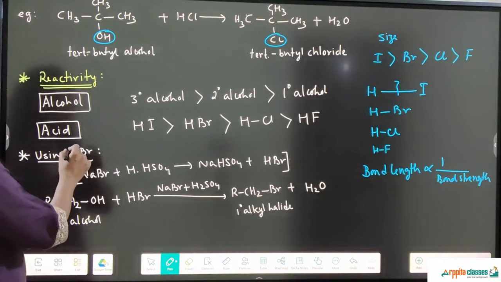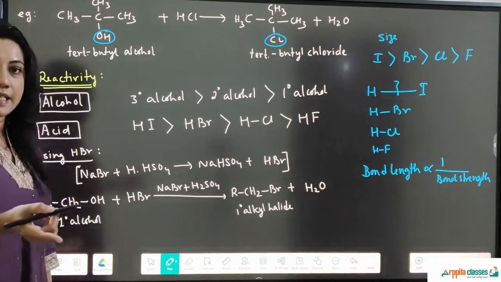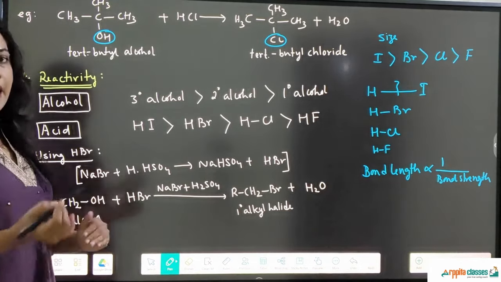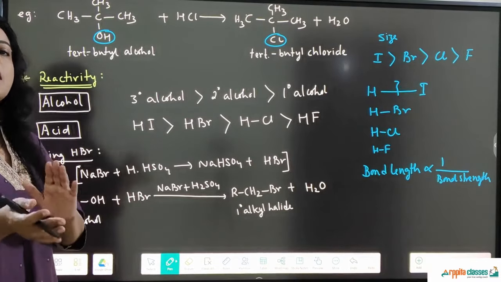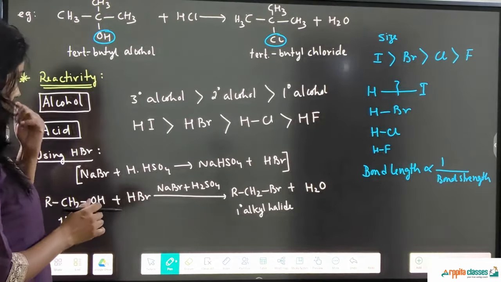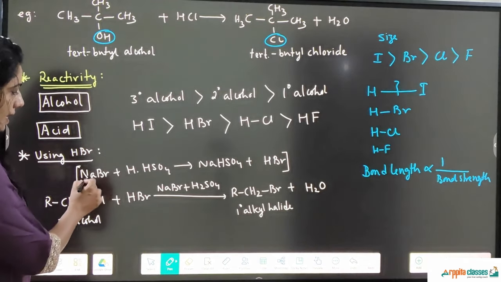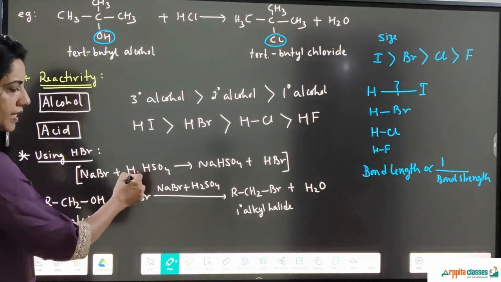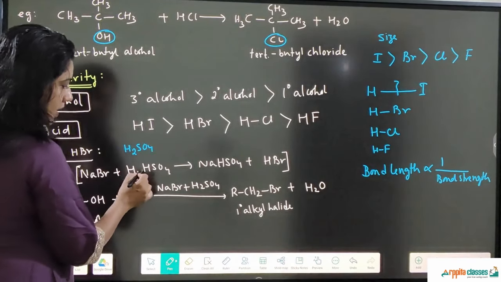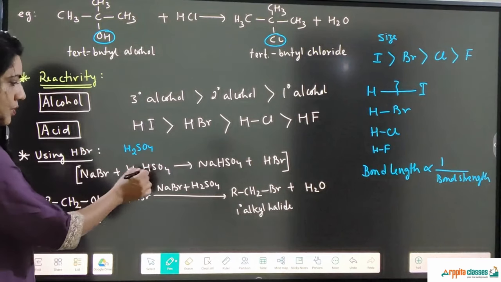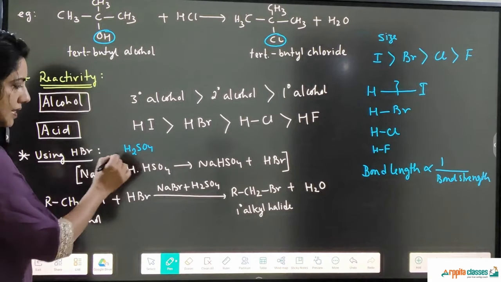Now using HBr. The way we have taken HCl directly, we cannot take HBr directly. We have to produce HBr in situ. In situ means inside the reaction mixture. So how do we do it? We basically add NaBr and H2SO4. It is basically H and H and SO4, sulfuric acid. So NaBr plus H2SO4.